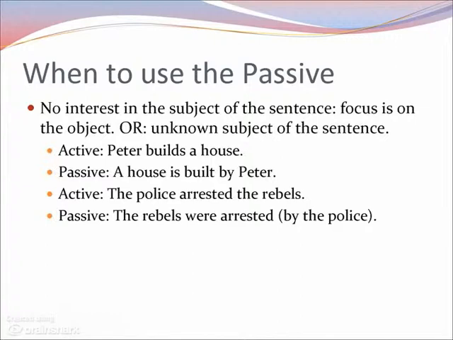In the second part, you can see that it is unimportant what the subject of the sentence is. The police arrested the rebels is an active sentence. But when turning this passive, the rebels were arrested, you do not need to add the subject of the sentence, the police. There is only one party that can do the arresting, and that is the police, which is why you can leave it out in a passive sentence.